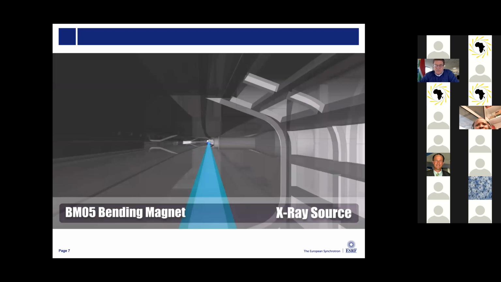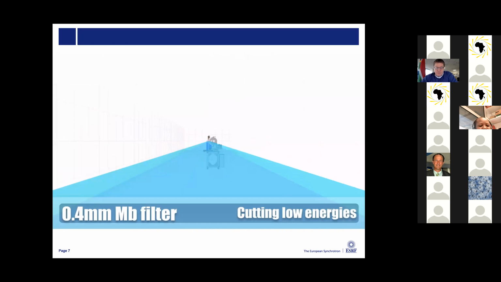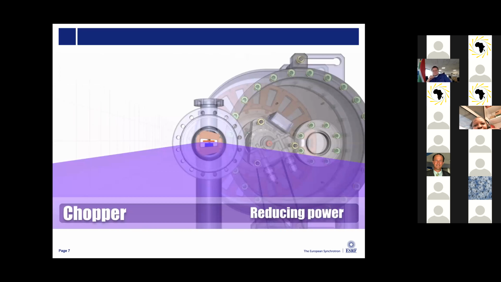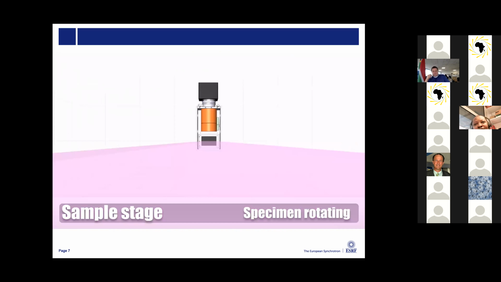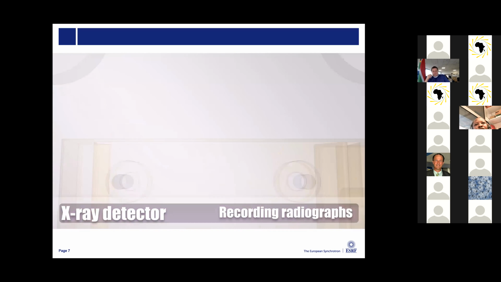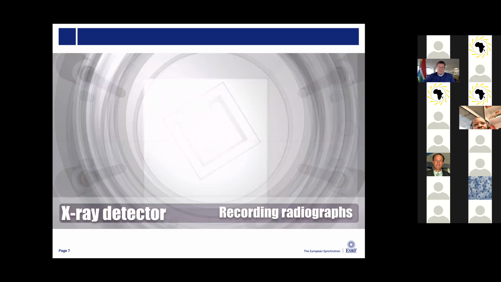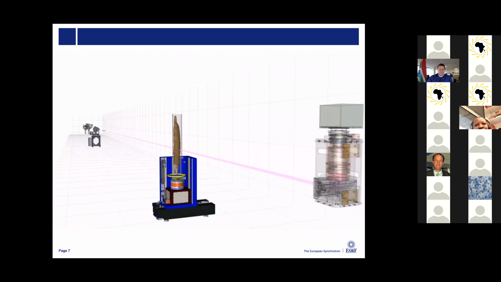So this is the old BM05 before the ESRF was upgraded. It starts from a bending magnet. The X-rays pass through some filters to increase the average energy, and then the X-rays pass through the sample, and then you get to the detector to record the radiographs. So that's the detector over here for recording the radiographs.